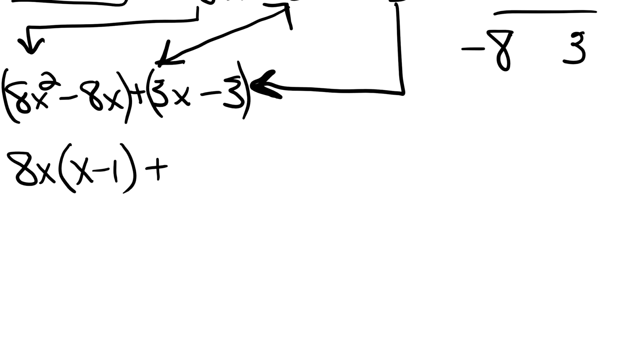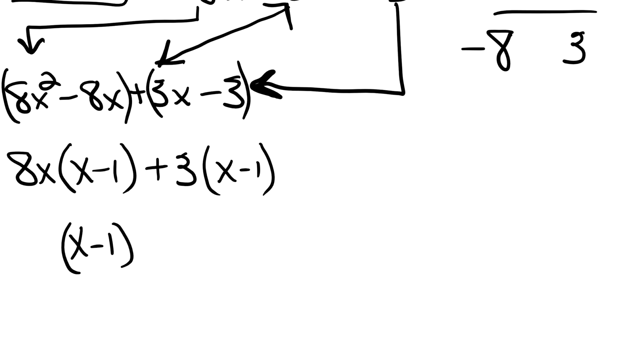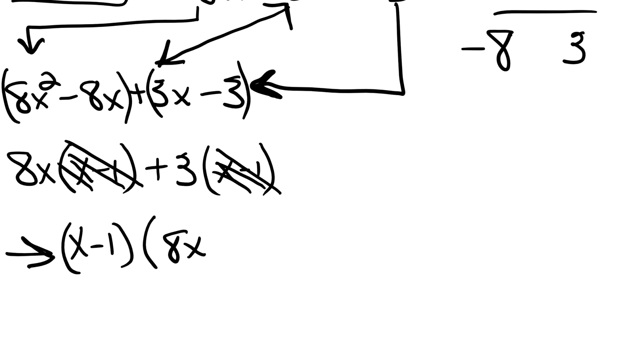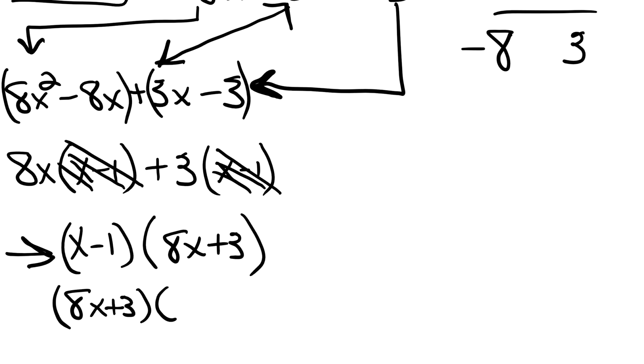And now I've got 3x minus 3. I can factor out a 3, and I'm left with x minus 1. Okay, factoring out the common binomial factor of x minus 1. That's factored out. It's here. And what's left over is 8x plus 3. And again, these two factors now, since they're multiplied together, can go in any order. I could write this as 8x plus 3 times x minus 1, if you wanted to.